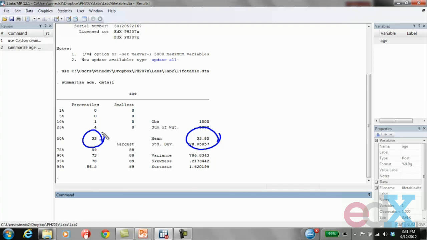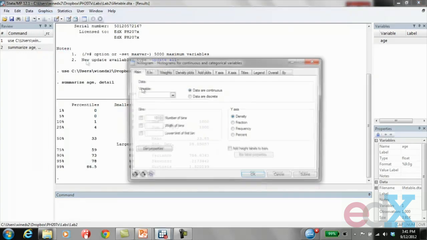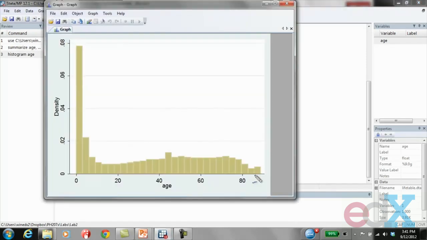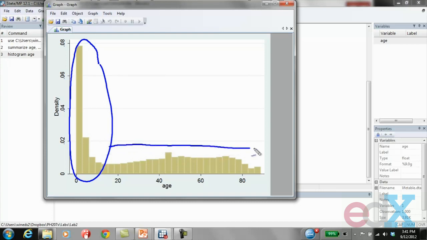Now another question we might ask ourselves, what does the histogram of the death times look like? Is it symmetric? Is it skewed? So to do that, in Stata, just go to Graphics, Histogram, Age, and click OK. Now we notice that this histogram is certainly not symmetric. There's a large proportion of death times close to 0, which represents the increased infant mortality during the late 17th century. After that, however, the histogram does appear to be roughly symmetric.